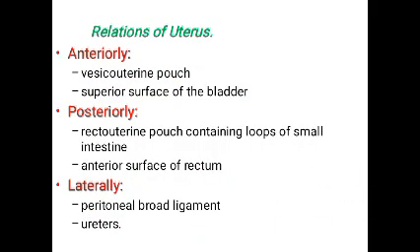Relations of the uterus: anteriorly, the vesico-uterine pouch and the superior surface of the bladder; posteriorly, the recto-uterine pouch containing loops of small intestine, and the anterior surface of the rectum; laterally, the peritoneal broad ligament and the ureters.